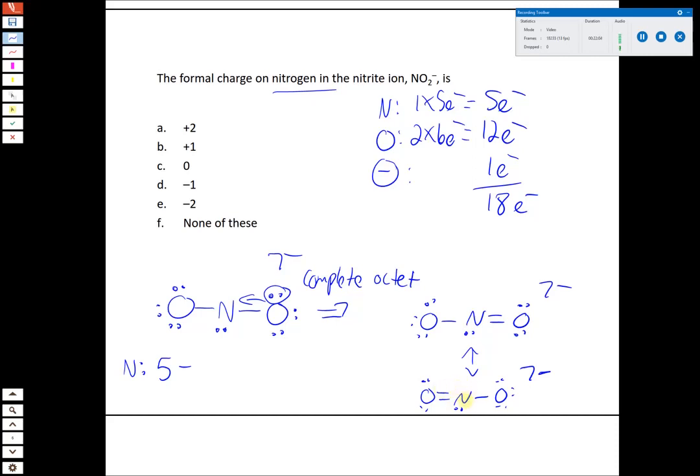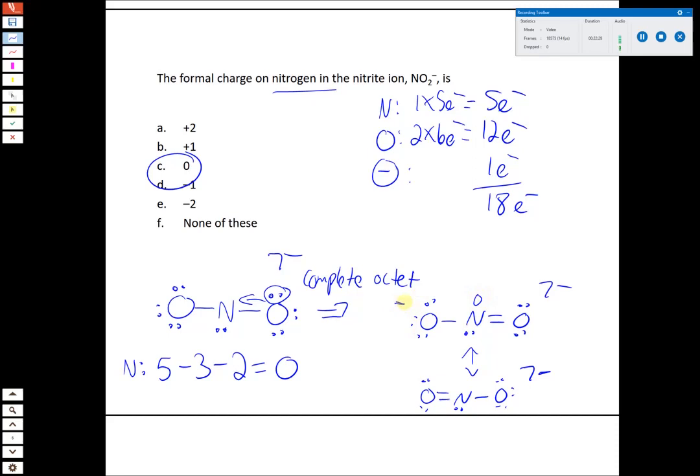We subtract from that the number of electrons that come from bonds, or in other words, the number of bonds it has, where we're assuming those bonding electrons are shared. The number of bonds nitrogen has is 1, 2, 3, a double bond and a single bond, a total of 3 bonds. And then we subtract the number of non-bonding electrons. In these structures, nitrogen has 1 lone pair, or a total of 2 non-bonding electrons. So 5 minus 3 minus 2 is 0. That means nitrogen has 0 formal charge in these structures.